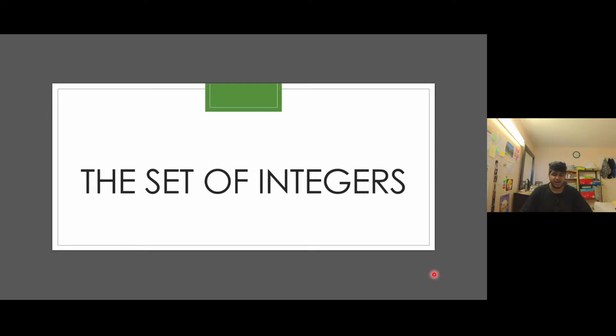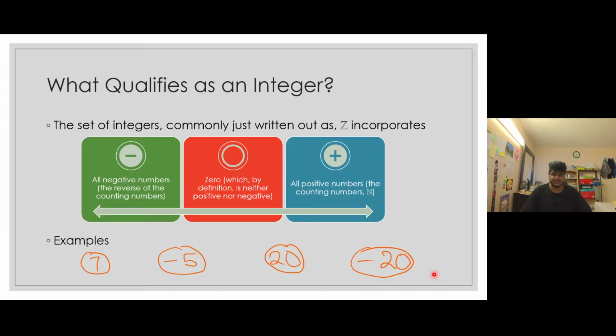All right. Now we're going to talk about the set of integers. So what exactly do we mean when we say this? Well, what qualifies as an integer? The set of integers, which is commonly written out as this Z. This Z has a straight part, and then it has two of these diagonal motions, and then another straight part. And this is what represents the set of integers.